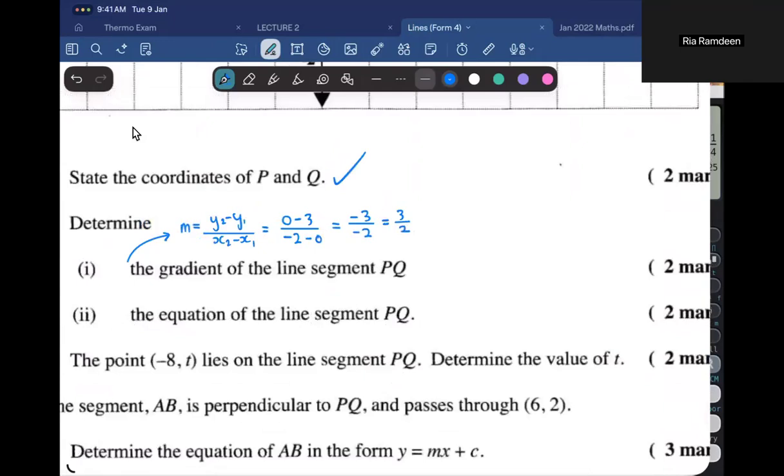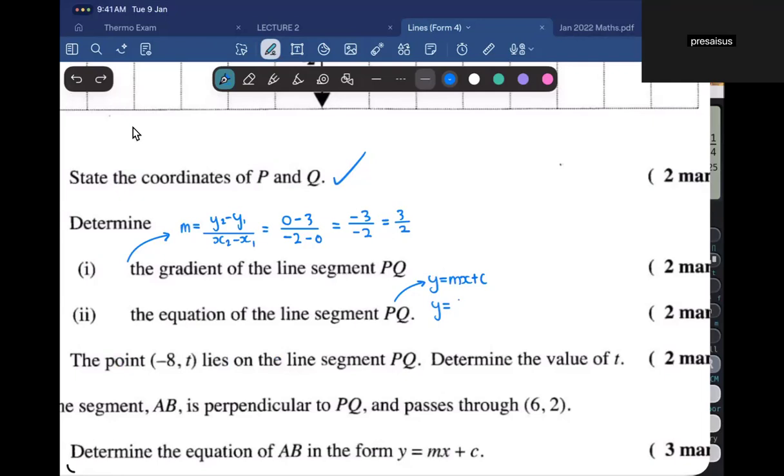Right. Now they want us to find the equation. Perseus, you want to help me with this one? How would I find the equation now? y equals mx plus c. So that's the equation. Yeah, y is equal to mx plus c. Do we have a gradient? Yes. What's the gradient? 3 over 2. Right. So what am I going to write next? What am I going to write here?